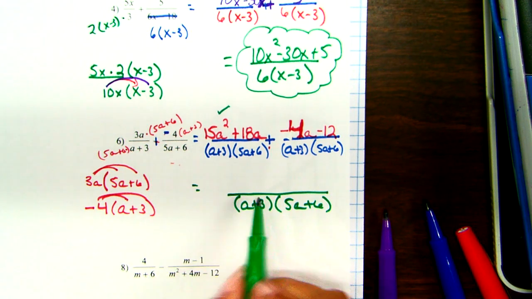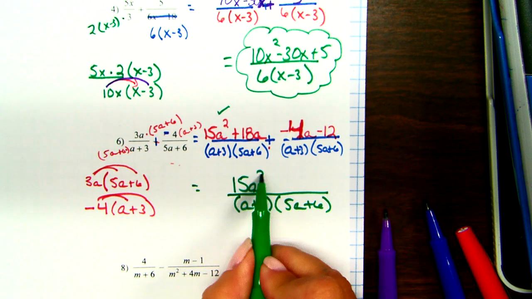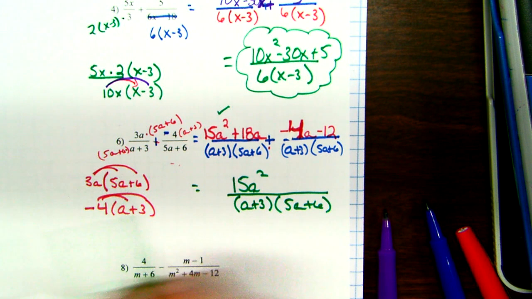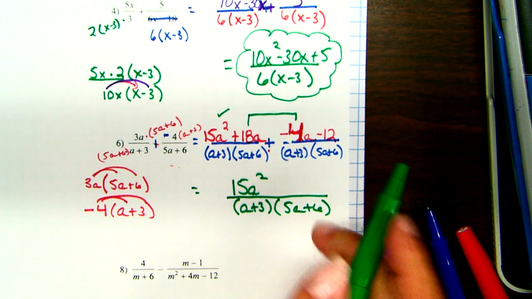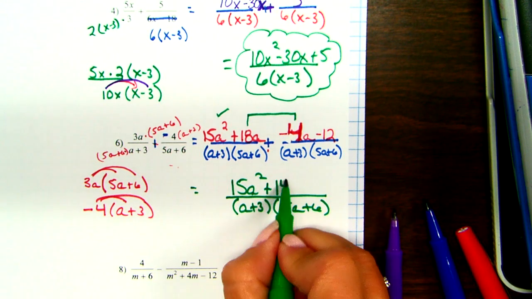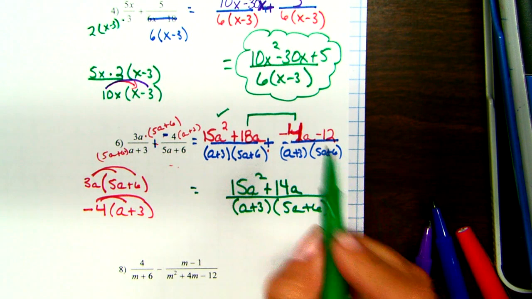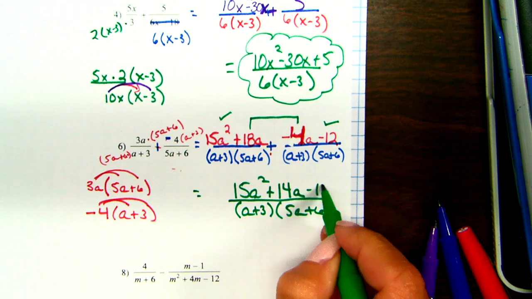We've got 15a squared. He's a loner. We've got 18a minus 4a, which is positive 14a. And then negative 12 is a loner.